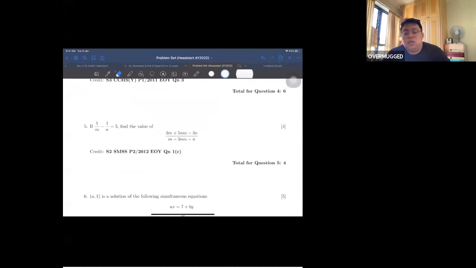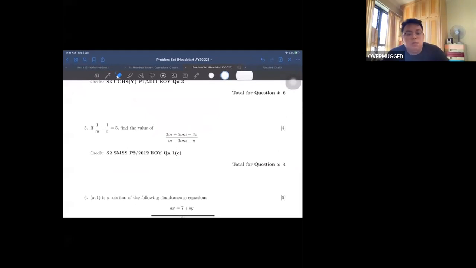This is also a Sec 2 question. It looks pretty easy. If your algebra is pretty strong, then good for you. But to some, this may actually be a bit of a challenge. That's why I decided to go through this today.